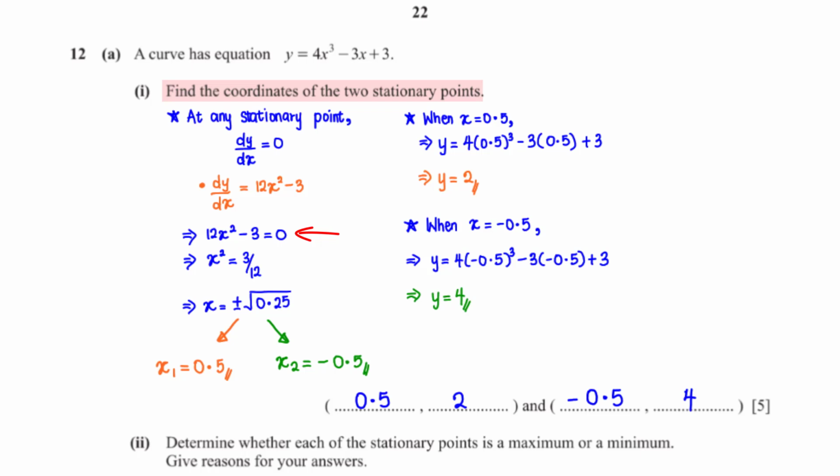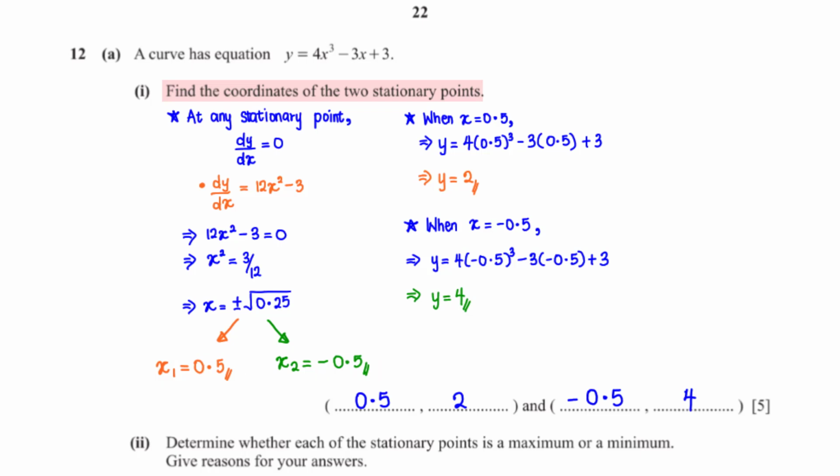When we make x squared the subject of the equation, this is what we get. When we take square roots of both sides of the equation, we have x equals plus and minus square root of 0.25. This means we have two x values. The positive square root of 0.25 is 0.5. And the negative square root of 0.25 is negative 0.5.